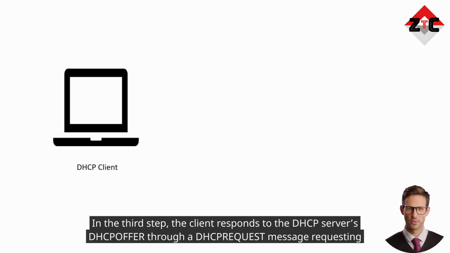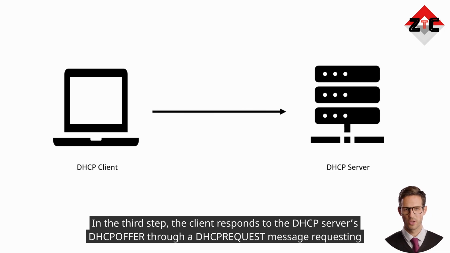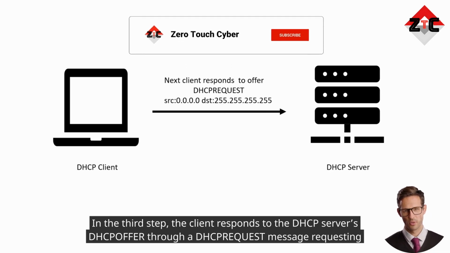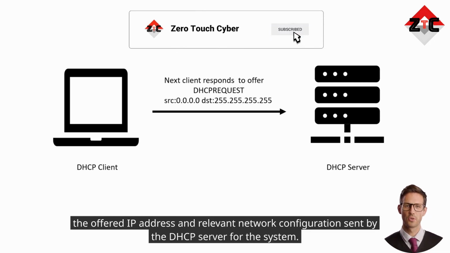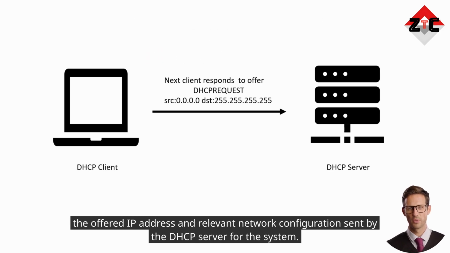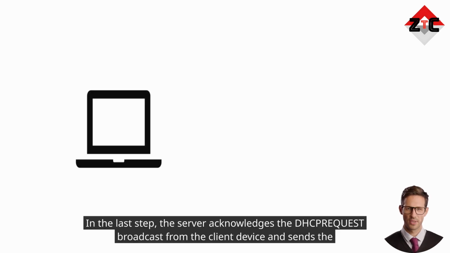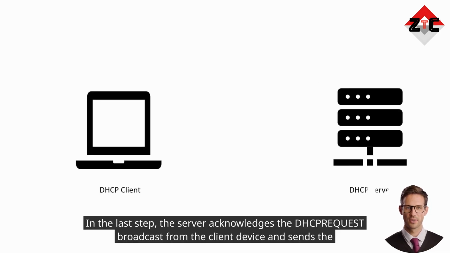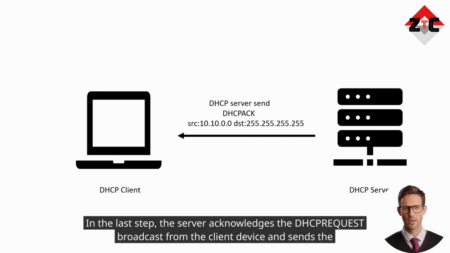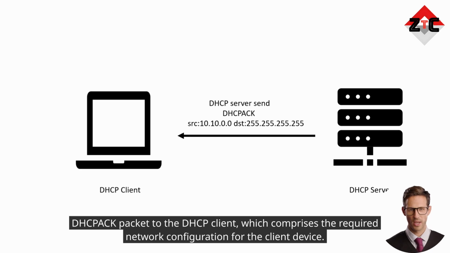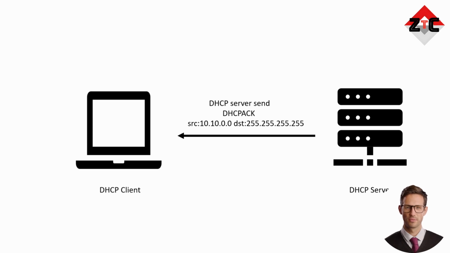In the third step, the client responds to the DHCP server's DHCP OFFER through a DHCP REQUEST message requesting the offered IP address and relevant network configuration sent by the DHCP server for the system. In the last step, the server acknowledges the DHCP REQUEST broadcast from the client device and sends the DHCP ACK packet to the DHCP client, which comprises the required network configuration for the client device.